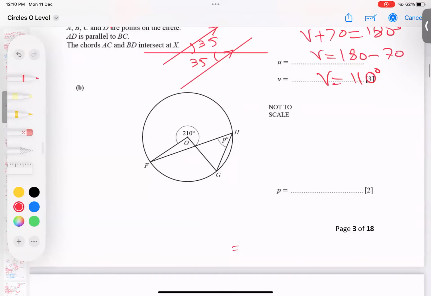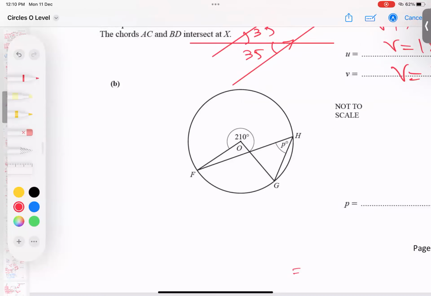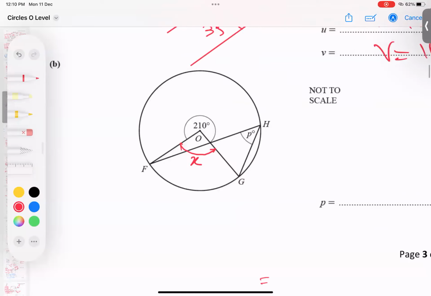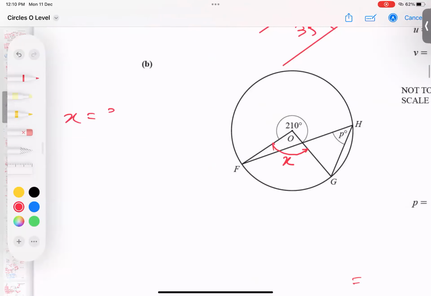So let's talk about the next question. In this part, he has given us this 210, and all people know that whenever we need to find this angle, an angle in a full circle is 360 degrees. I label this angle as x. How do we find x degrees? Out of 360 degrees, subtract 210. The logic is that the full circle is 360 degrees, and from 360 we subtract 210, and we get 150 degrees.